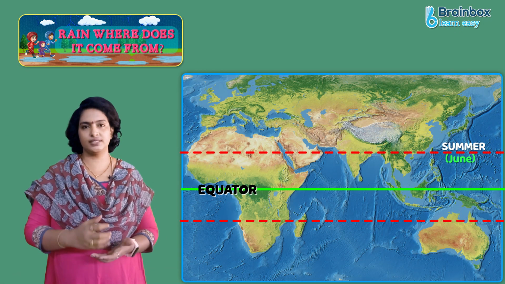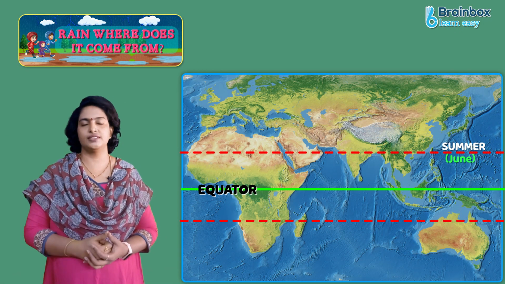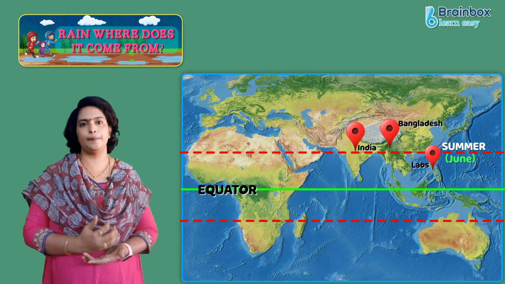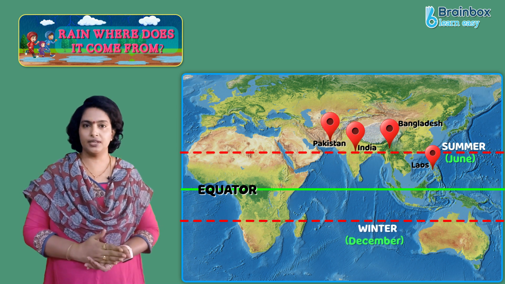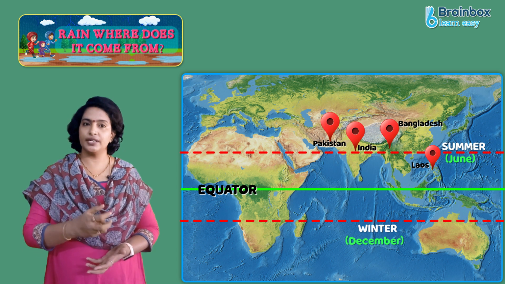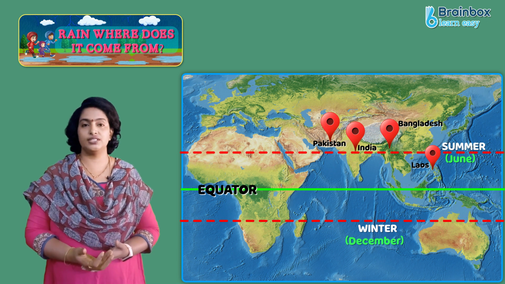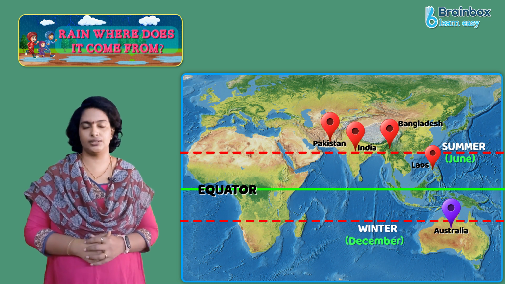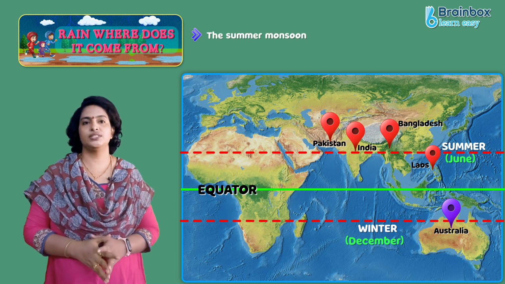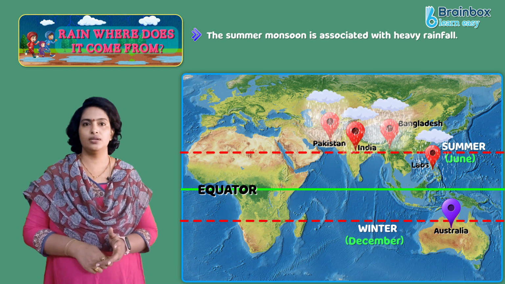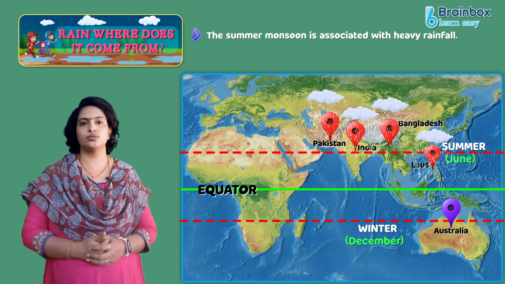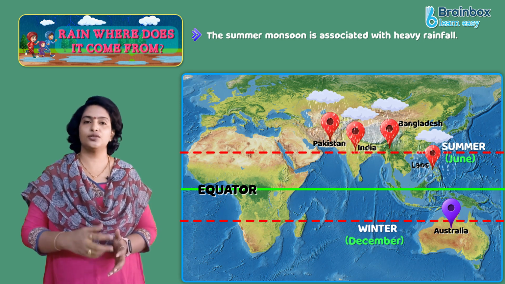From June until September, summer monsoon rains occur in South Asian countries such as Bangladesh, Laos, India and Pakistan. From December until February, the monsoon rains move south of the equator, that is toward Australia, while South Asia experiences dry monsoon conditions. So the summer monsoon is associated with heavy rainfall. It usually happens between April and September. The summer monsoon brings a humid climate and torrential rainfall to these areas.